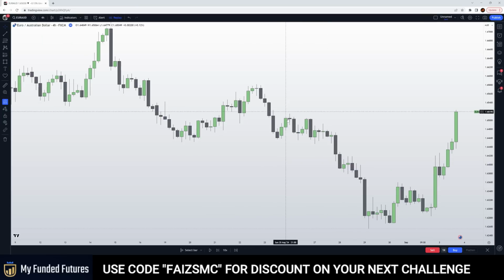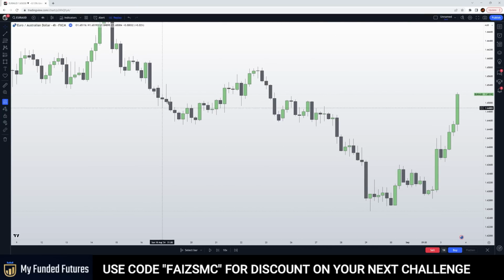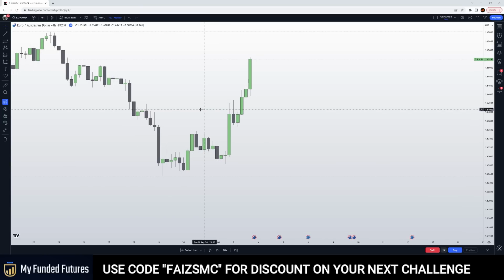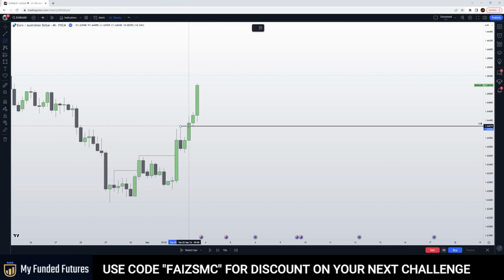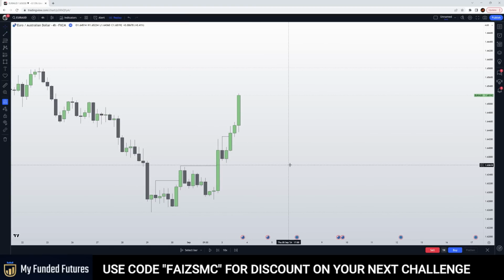So previously we were bearish though, right? We were making lower lows, lower highs, lower lows, lower highs. But then from here onwards, you can see we have a higher high, higher low, higher high, higher low, higher high, higher low, right there. So the structure now is bullish.